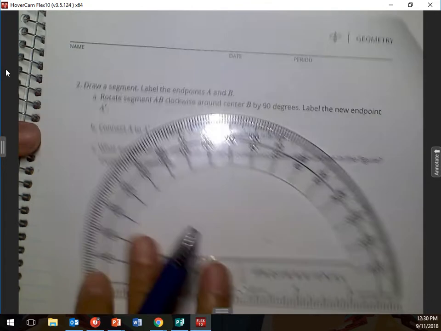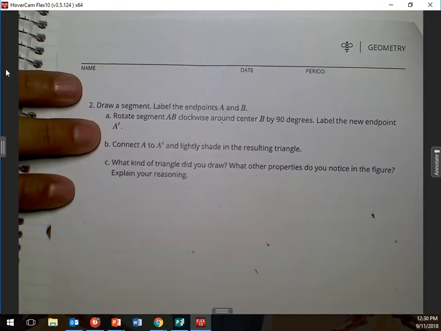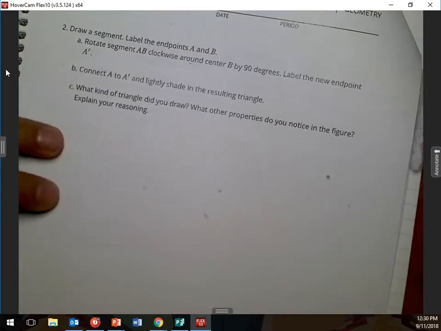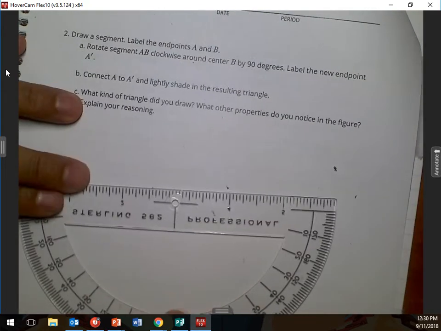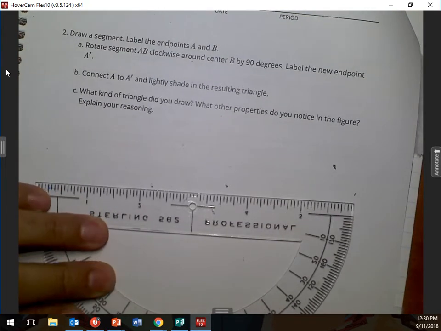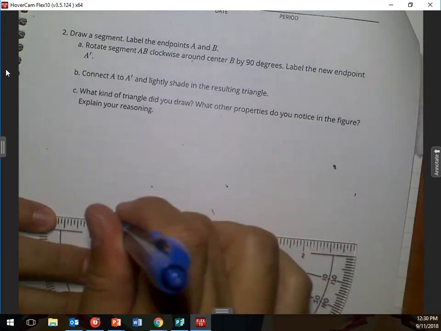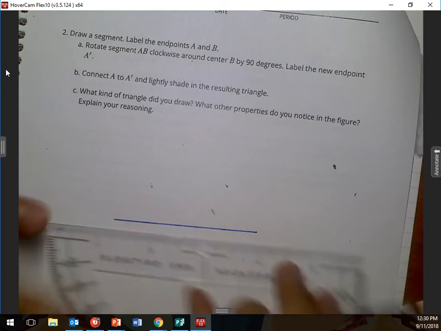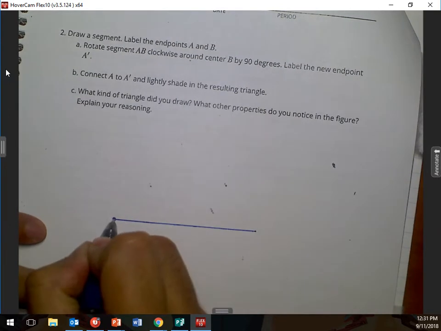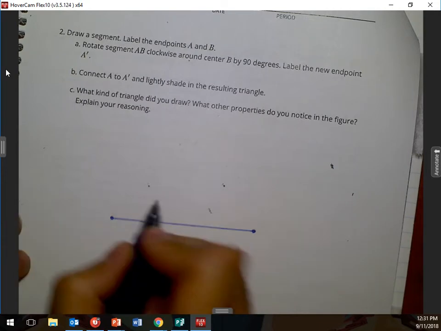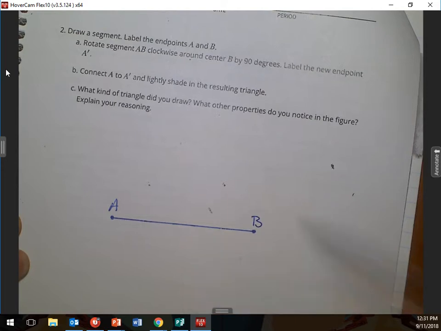All right, it says draw a segment. Draw a segment, label the endpoints A and B. So let's go ahead and do that. I'm just going to use a straight edge portion of this. I am right here somewhere. And I'm going to label my endpoints with A and B. A here, B here.